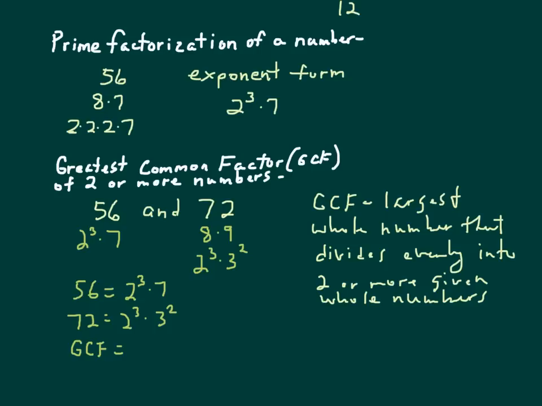If we had, let's say, a 2 cubed and a 2 squared, then we'd pick 2 squared because 8 would be a factor of the larger number, but not the other number. So we're going to say our greatest common factor here is 2 cubed, or 8. So 8 is the largest factor of both numbers that divides evenly into both numbers.